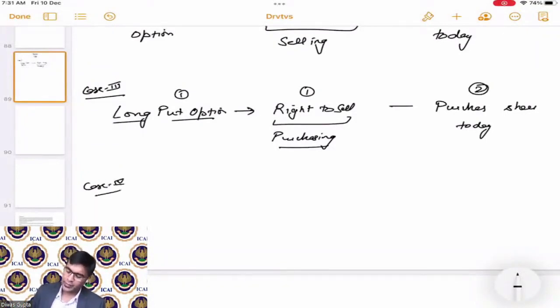Case 4, short put option. That means I am selling the right to sell.